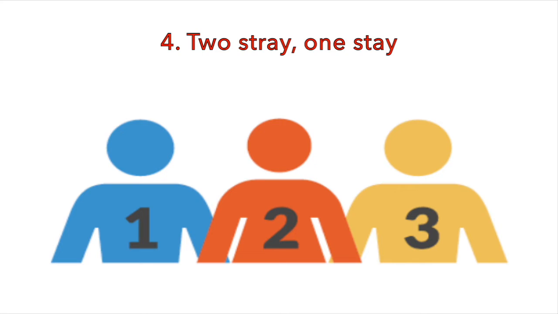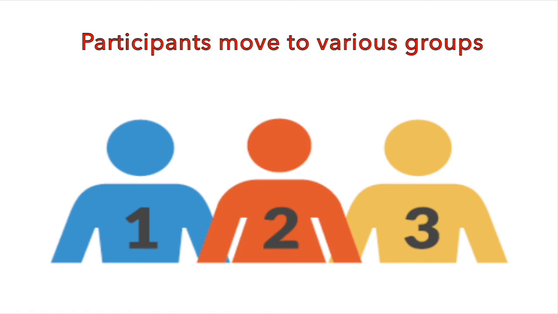The fourth idea, we've got 2 stray, 1 stay. It's a way of mixing up the groups. So this time it would be a group of 3. Person number 1 will move up 1 group, person number 2 will move up 2 groups, and person number 3 stays at their home spot.